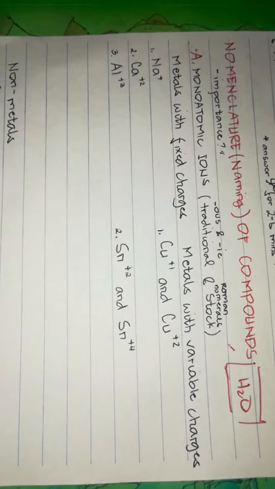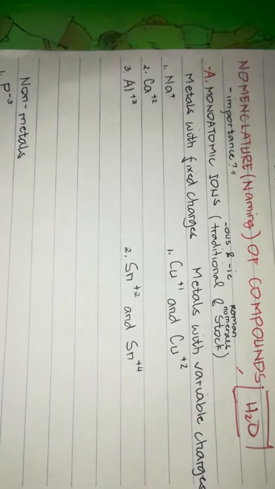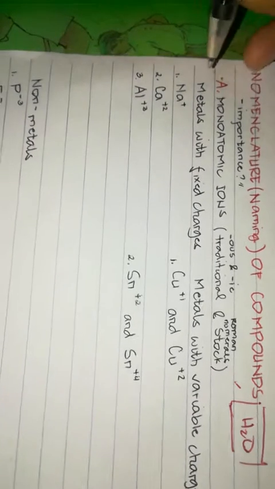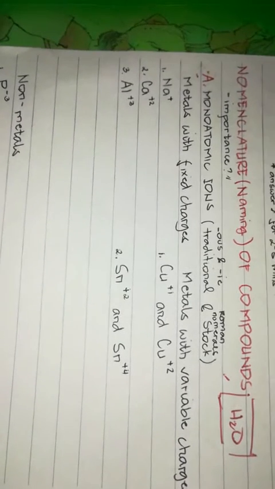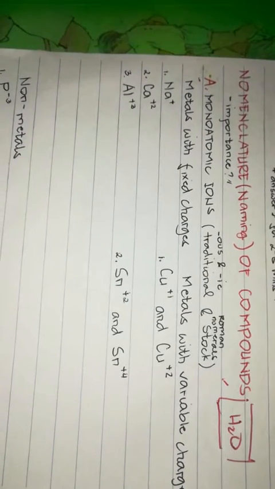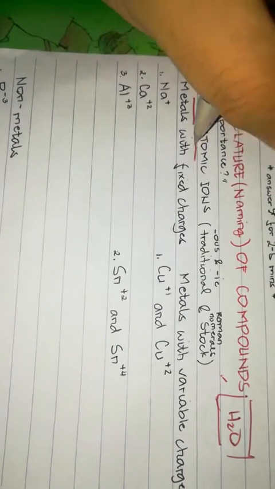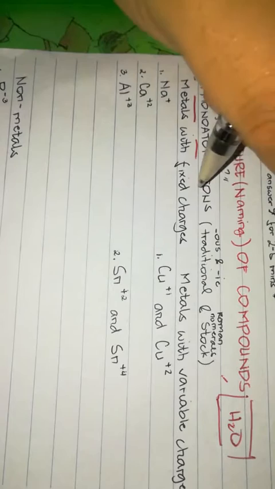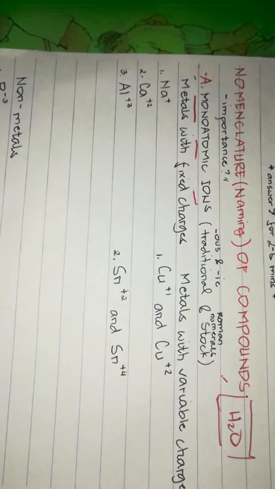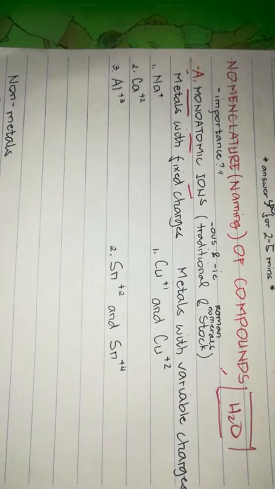Now, we are going to discuss how we name compounds. First off, i-breakdown muna natin sila. Letter A is we have your monoatomic ions. Now, when we say monoatomic ions, mono meaning one, and atom, of course. And then we have your ions, meaning it is either positive or negative. So that means monoatomic ions are the ones or the atoms which have charges na nag-iisa lang. It means isang atom lang siya.